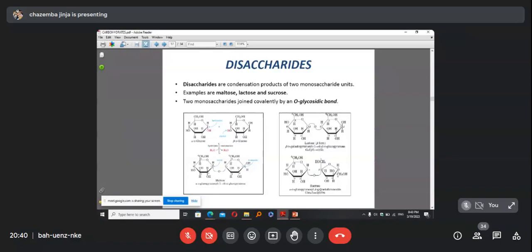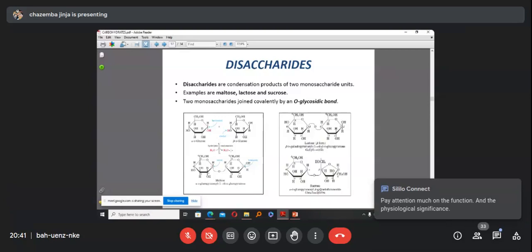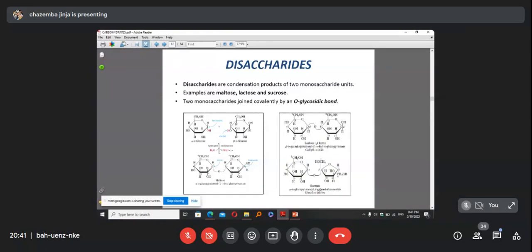So disaccharides are formed by a condensation reaction of two monosaccharide units. I'm sure you did this in biology last year. A condensation reaction occurs, and it's called a condensation reaction because a water molecule is given out, and as a result, the units are joined. Examples of disaccharides are maltose, lactose, and sucrose. Maltose is formed when two glucose molecules are condensed, lactose is formed when galactose and glucose are fused together, and sucrose is formed by fructose and glucose.